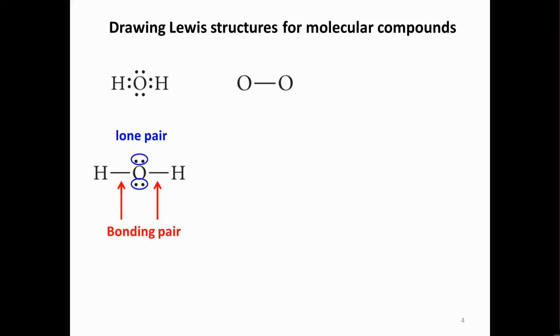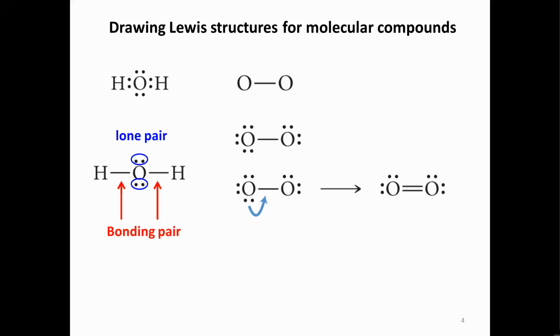Here's another example, O2. Here's the skeletal structure of O2. Now let's complete the valence electrons surrounding each oxygen, and we arrive at this particular structure. But we also realize that we can take 2 valence electrons from the oxygen on the left to form a double bond between the 2 oxygens. So the final Lewis structure is the one on the right. We have the oxygens sharing 1 double bond, and each oxygen has 2 lone pairs of electrons surrounding it.